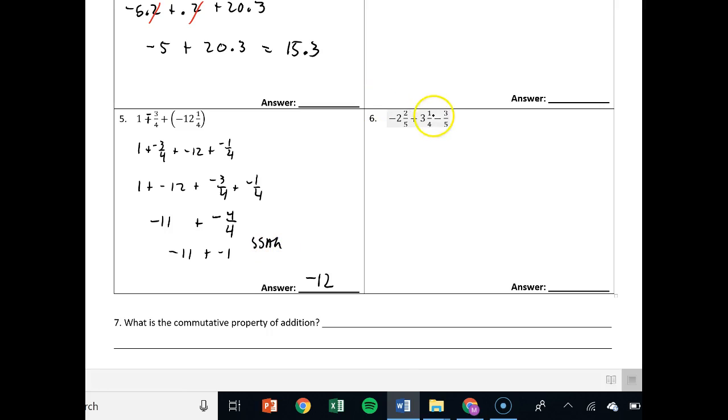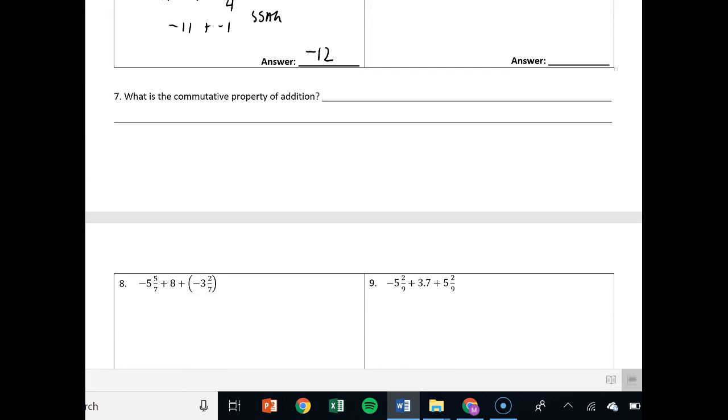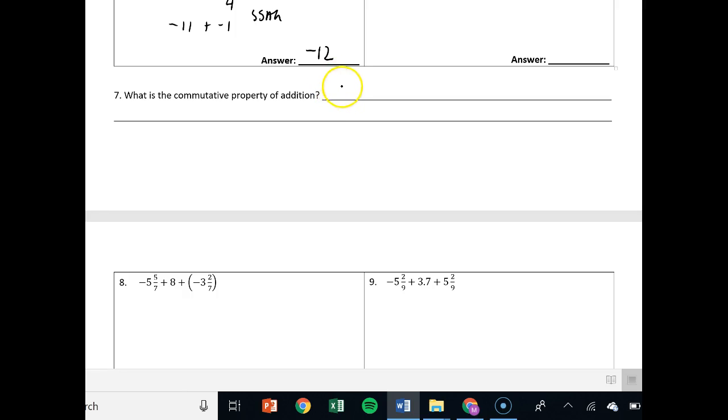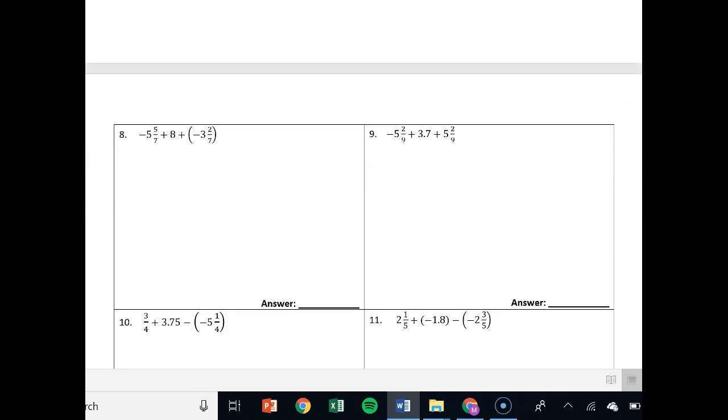On number 6, again, plus a negative. And you can either make everything 20ths or you can change everything into decimals. It's totally up to you, but work some magic with it. So number 7, it says, what is the commutative property of addition? It simply says A plus B equals C is the same as B plus A equals C. So I can change the order of what I'm adding without changing the sum.